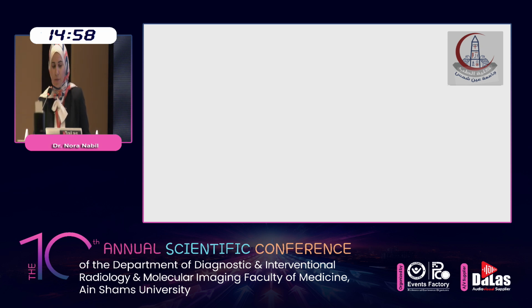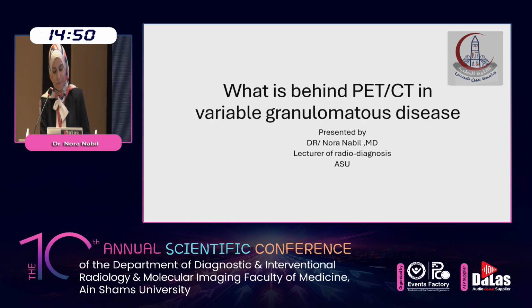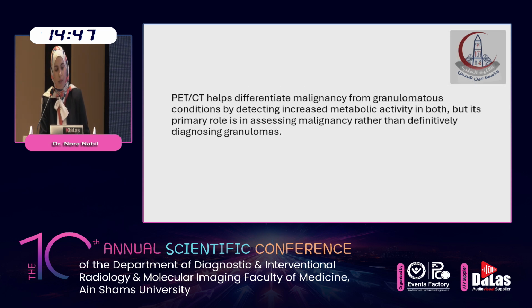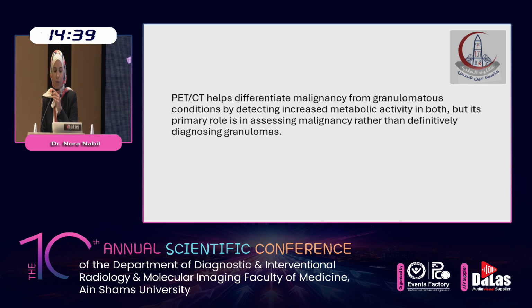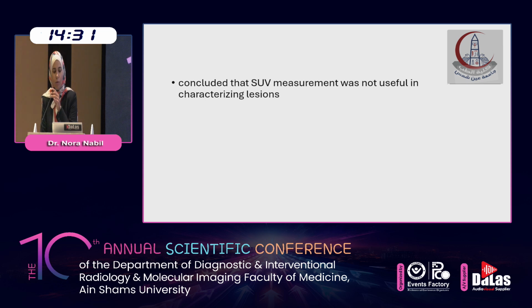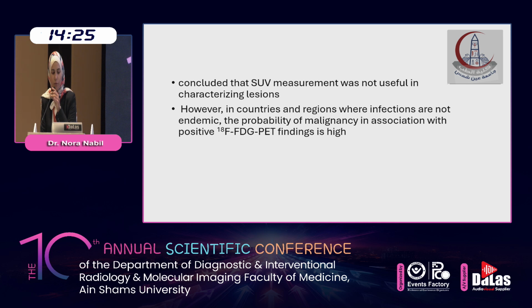Good morning, dear colleagues. Today we are going to discuss what is behind PET-CT in variable granulomatous disease. PET-CT helps differentiate malignancy from granulomatous conditions by detecting increased metabolic activity in both, but its primary role is in assessing malignancies rather than definitively diagnosing granulomas. It was concluded that SUV measurements were not useful in characterizing lesions. However, in countries and regions where infections are not endemic, the probability of malignancy in association with positive PET-CT is high.